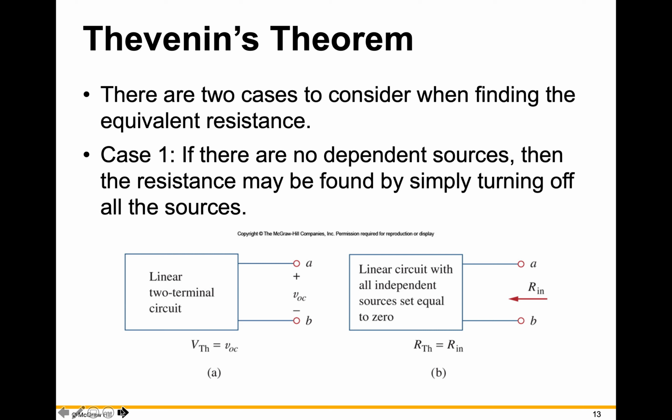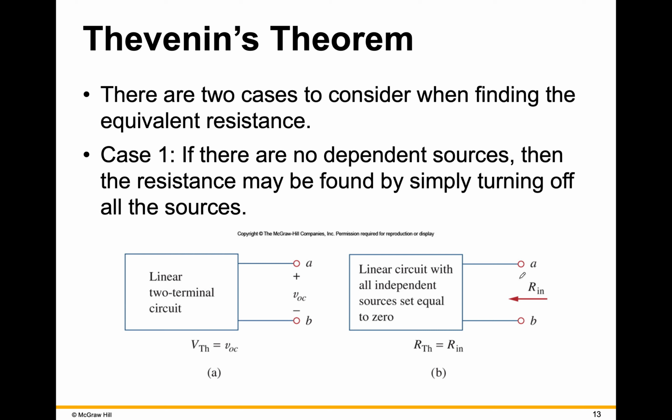So, Thevenin's theorem: there are two cases to consider when you're finding the equivalent resistance. One is if there are no dependent sources, you can find the resistance by turning off all the sources. In other words, we're going to kill all the voltage and all the current sources, and we're going to look for the equivalent resistance at terminals A and B.